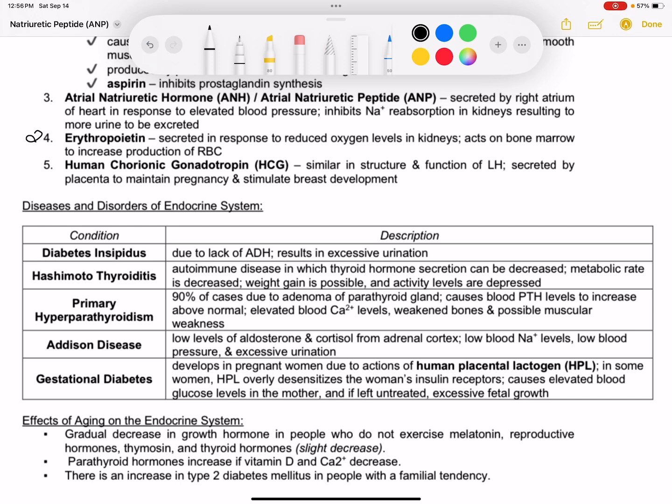Okay, so diabetes insipidus is not the same as diabetes mellitus, or the DM from earlier. Although both conditions can increase thirst, intake of liquids, and urination, they are not related. DI and DM are not related.